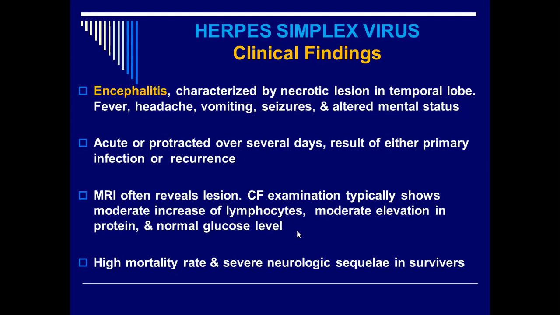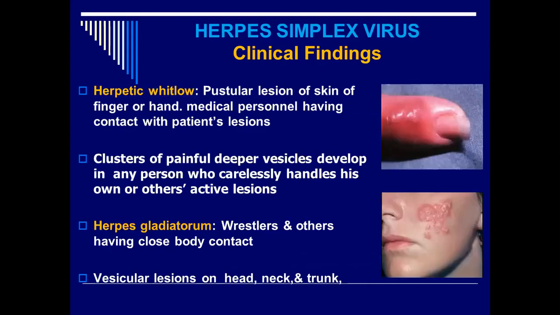A high mortality rate and severe neurological sequelae have been reported in survivors of encephalitis. So if a child has encephalitis because of HSV1 infection and it stays there, there are chances that the child may have complications for the rest of its life if he or she survives.